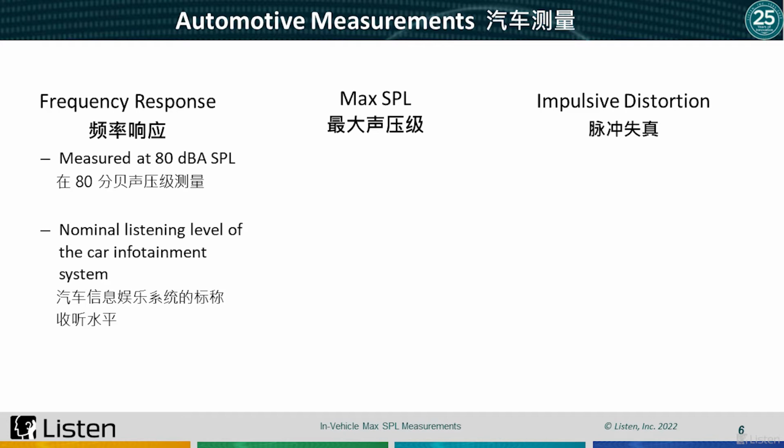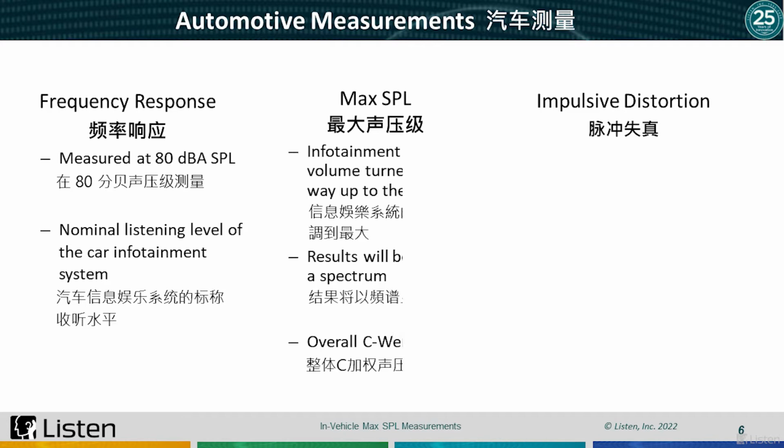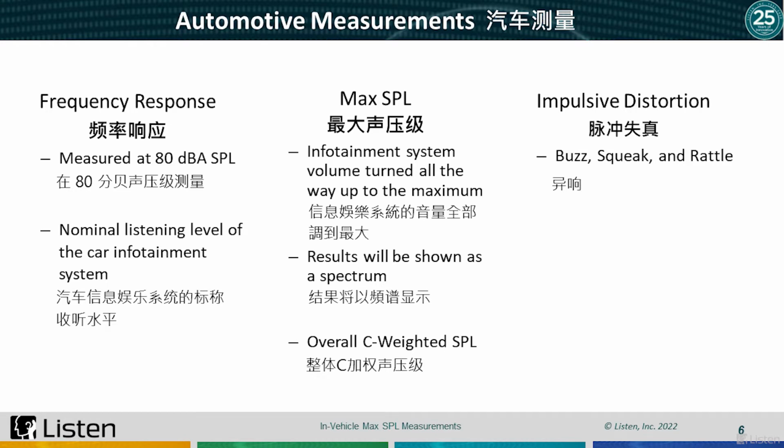Then I'm going to run max SPL. That's with the volume turned all the way up to the maximum. I'm going to show this as a spectrum and an overall C-weighted sound pressure level, which is only appropriate when measuring extremely high sound pressure levels. Lastly, I will show impulsive distortion, where we want to look for buzz, squeak, and rattle.